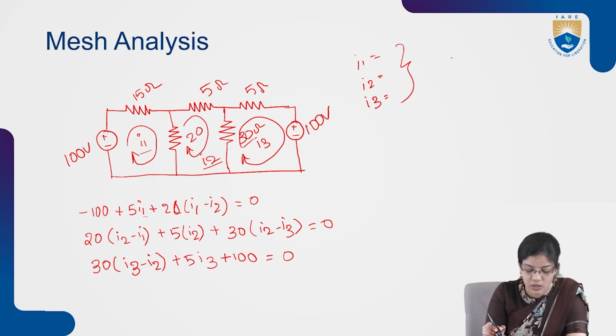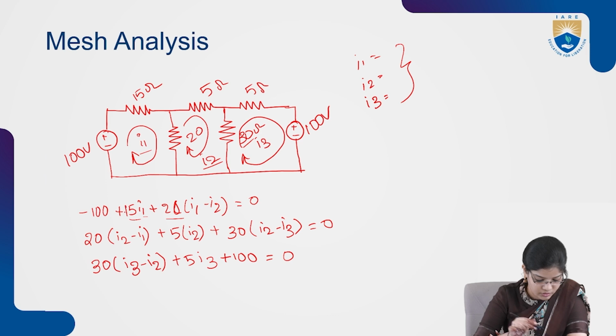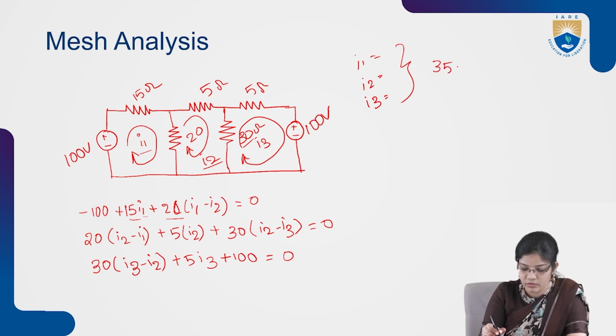Now, if we take out the values of I1, I2, I3 for each equation, the equations can be written in this way. So the first equation will be written as: 5 and 20, so this is 15, 15 plus 20 will be taken as 35. So 35 I1 minus 20 I2 equals 100. This will be equation 1.